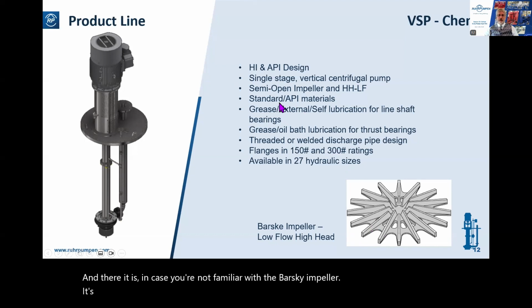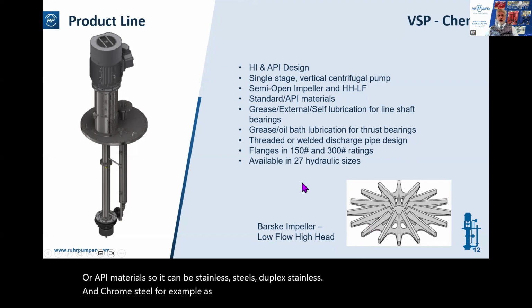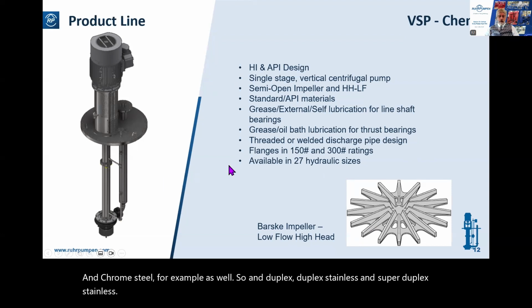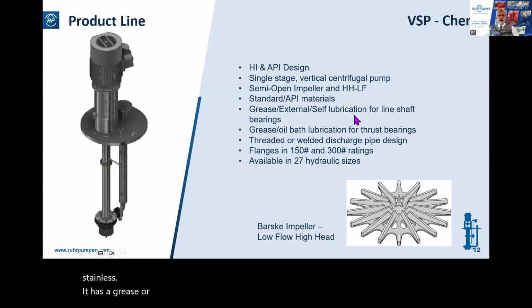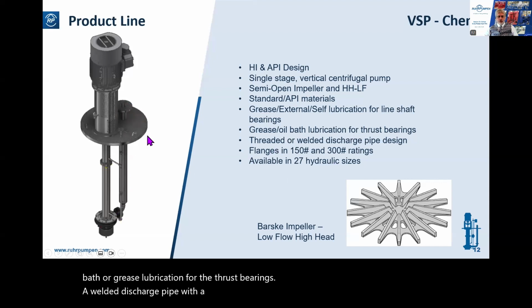It's available in cast iron or API materials. So it can be stainless steels, duplex stainless, and chrome steel, for example, as well. And super duplex stainless. It has a grease or external flush or self-lubrication for the line shaft bearings, and either oil bath or grease lubrication for the thrust bearings. A welded discharge pipe with a welded flange on the top. Circular mounting plate to suit tank mount options, but it can be square if you prefer.